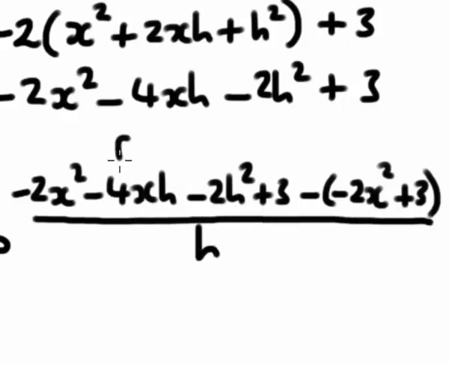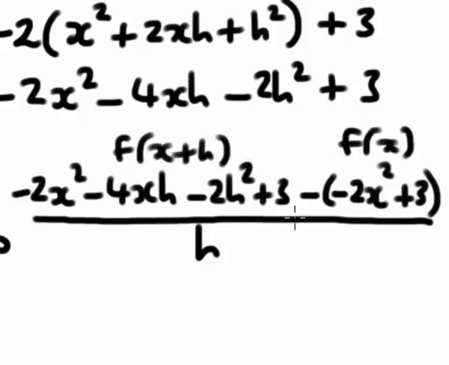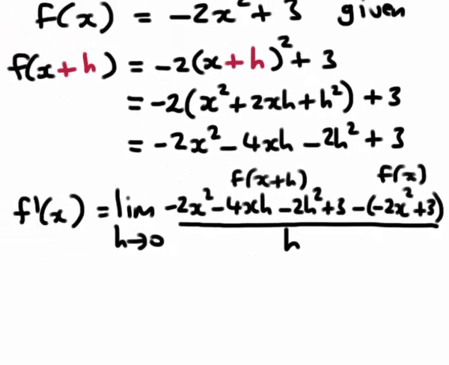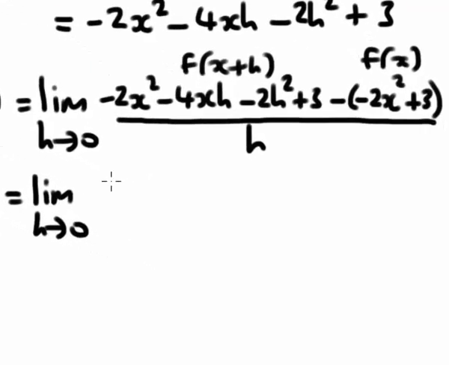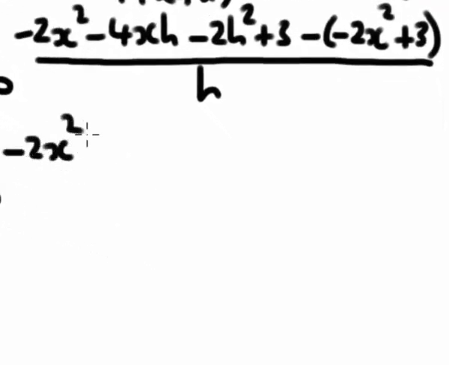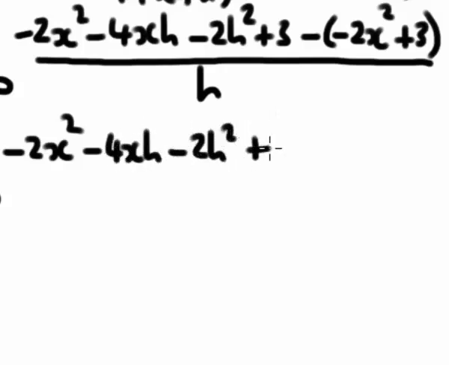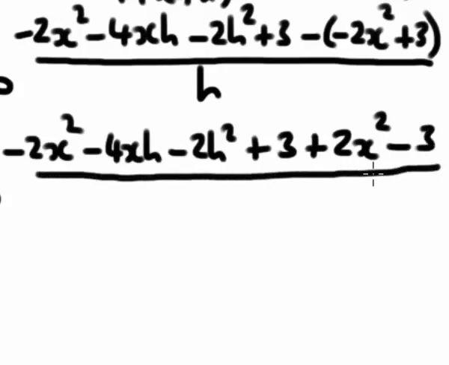So this over here is f(x plus h), which we've worked out, and in brackets you've got f of x, and you're subtracting that whole expression, so you put it into brackets there. The rest is now pretty straightforward, because we can say f prime x is equal to the limit as h approaches 0. Have a look at this: negative 2x squared, minus 4xh minus 2h squared plus the 3. Now that minus affects all the signs, so it's plus 2x squared, and we subtract 3. And all of this is divided by h.